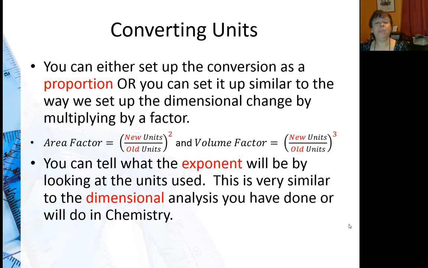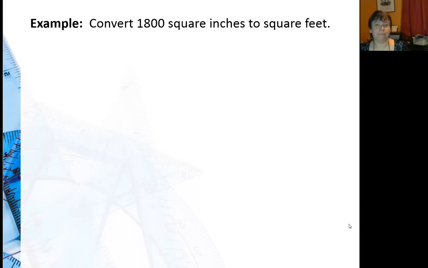You can tell what the exponent will be by looking at the units used. I don't even have to tell you if I'm doing area or volume. If I say square inches, you know I'm doing area. If I say cubic meters, you know I'm doing volume. So square and cube are two key words, and you can tell what the exponent will be by just looking at the units. This is also very similar to the dimensional analysis that you did in chemistry.